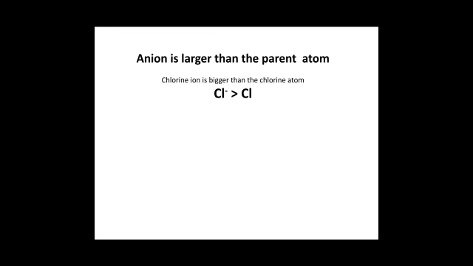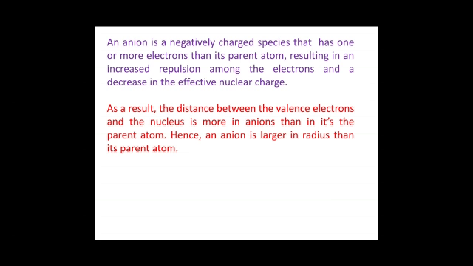Anion is larger than the parent atom. Chloride ion is bigger than the chlorine atom. An anion is a negatively charged species that has one or more electrons than its parent atom. Chloride ion has more electrons than the normal chlorine atom, resulting in increased repulsion among the electrons and a decrease in effective nuclear charge. As a result, the distance between the valence electrons and the nucleus is more in anions than in the parent atom. Hence, an anion is larger in radius than its parent atom.